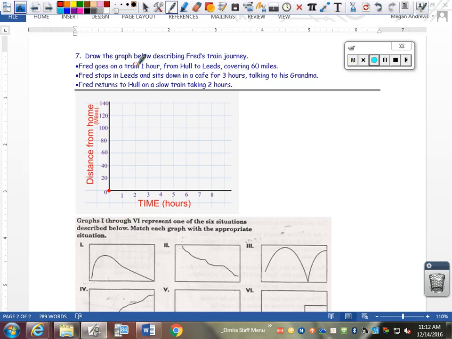Fred goes on a train 1 hour from Hull to Leeds. Those are just 2 city names covering 60 miles. So 1 to 60. There's my next dot. And then you would connect those and keep reading the clues, making more dots and connecting.